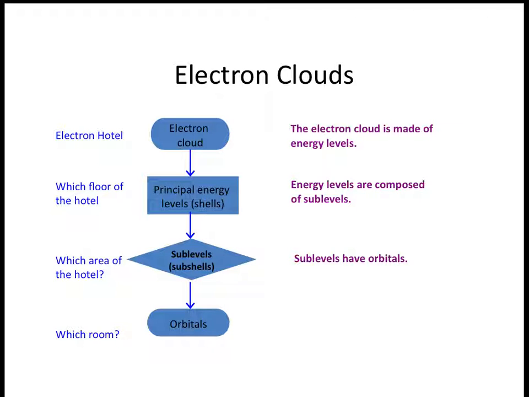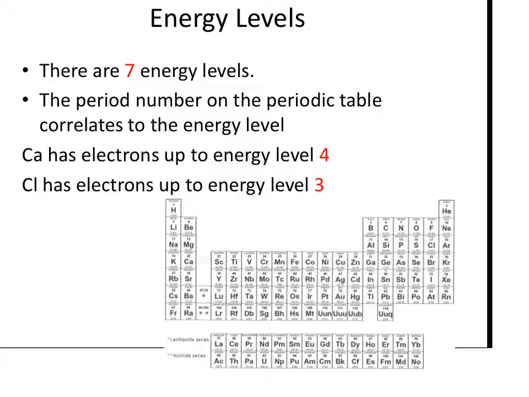If we were to take a look at the hotel example, the orbitals would be the actual rooms of the hotel. The sublevels would be the area of the hotel. The principal energy levels would be the floor of the hotel, and the electron cloud would be the hotel itself. The first thing you need to know is that there are only 7 energy levels within the atom.